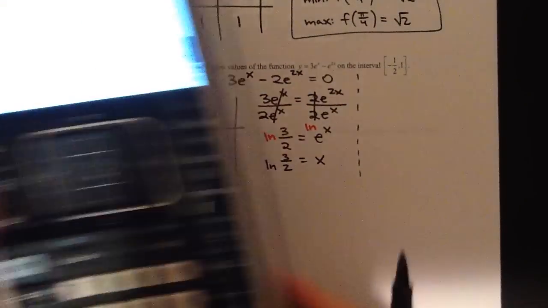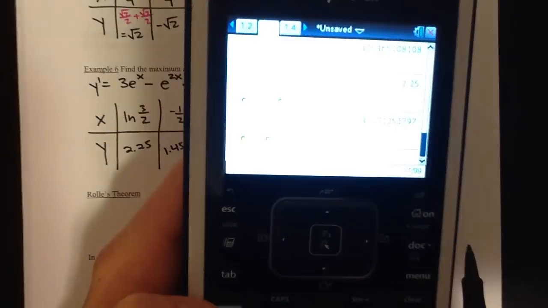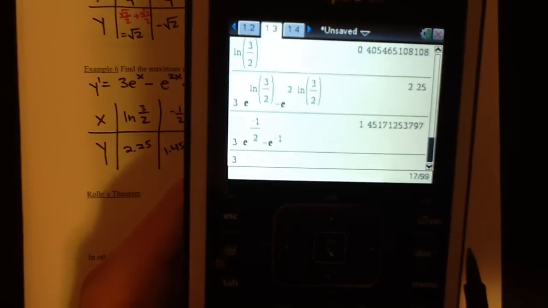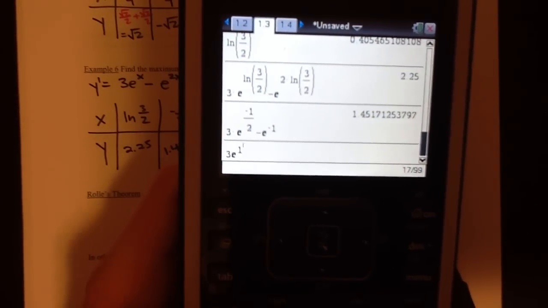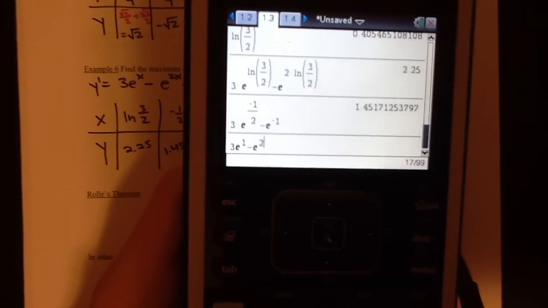And then when I plug in 1, so e to the x, I'm plugging in 1, and then minus e to the 2x, so that would be squared.